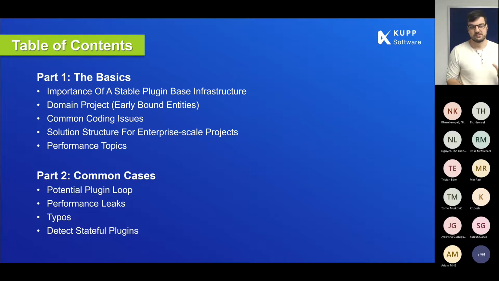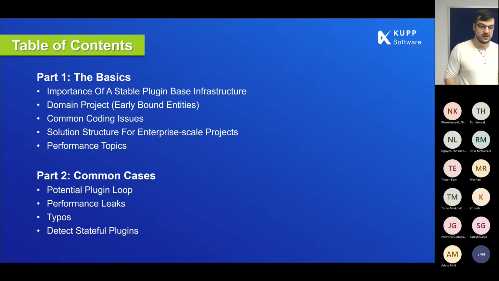This is a thing many people do, especially when you start with Dataverse projects and you don't really know how it works behind the scenes. People start to write some code because they think it works, and in production you have those kinds of issues. So I would like to show you how we can detect those things automatically so we don't have those kinds of problems.